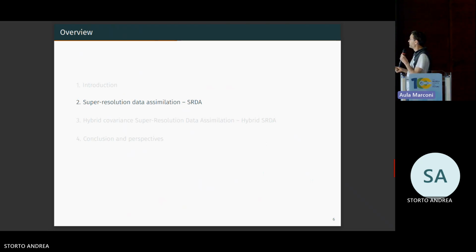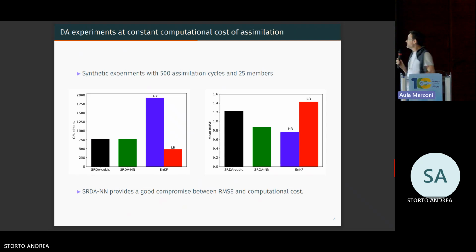Okay, so first I will present the results that we got with the super resolution data assimilation. Basically, we consider synthetic experiments with 500 assimilation cycles and 25 members. First, we consider the CPU times of the methods. In the figure on the left, you can see the computational time of the EnKF in high and low resolution, the blue and the red bars, and the SRDA cubic and neural network in green and yellow.